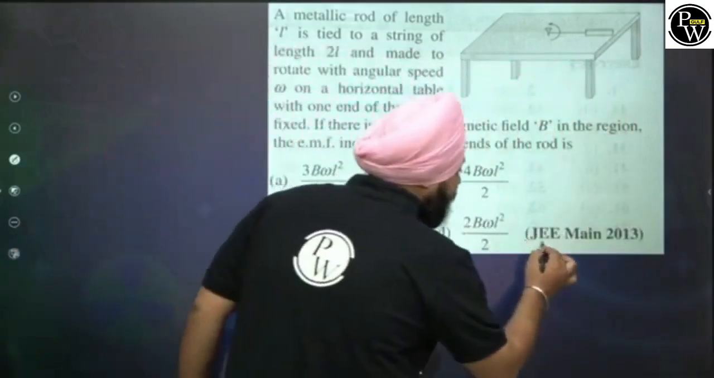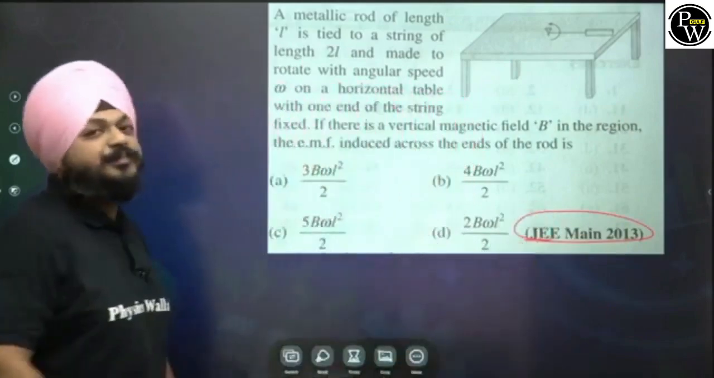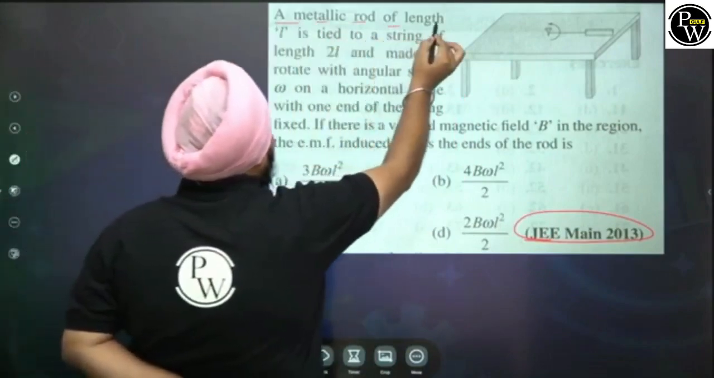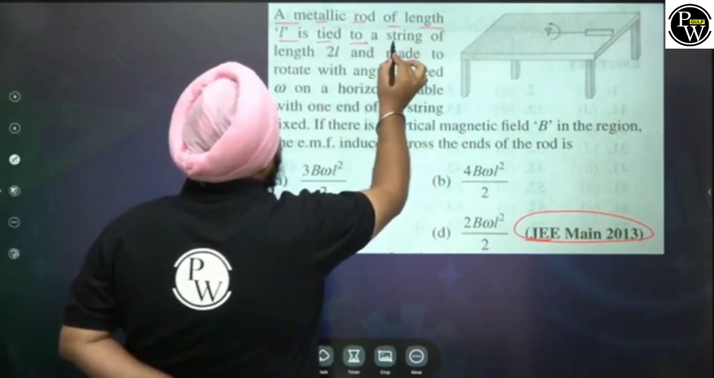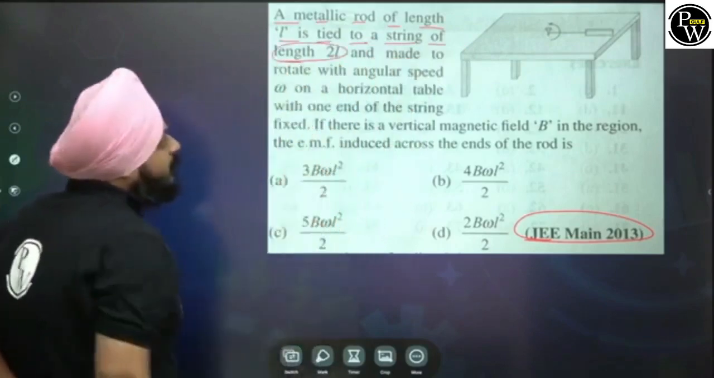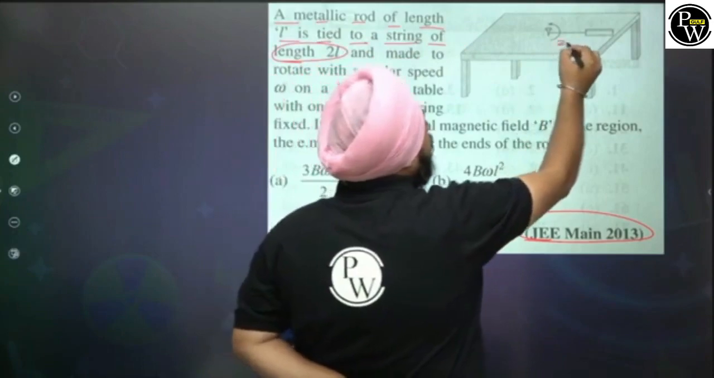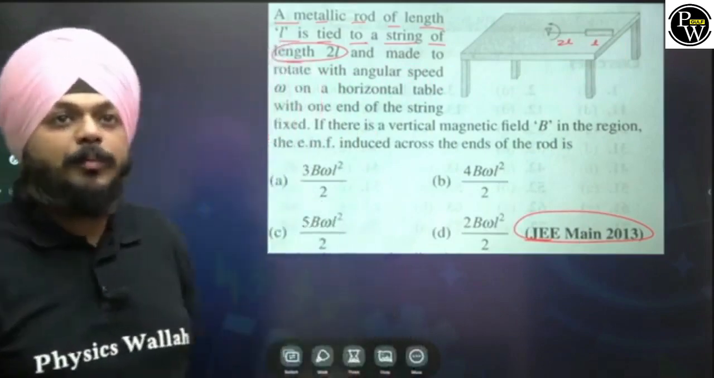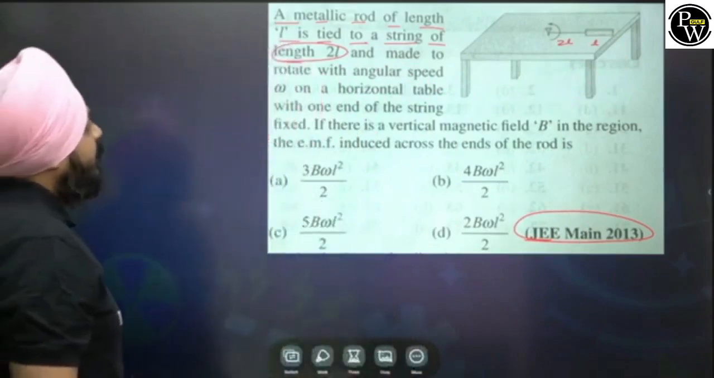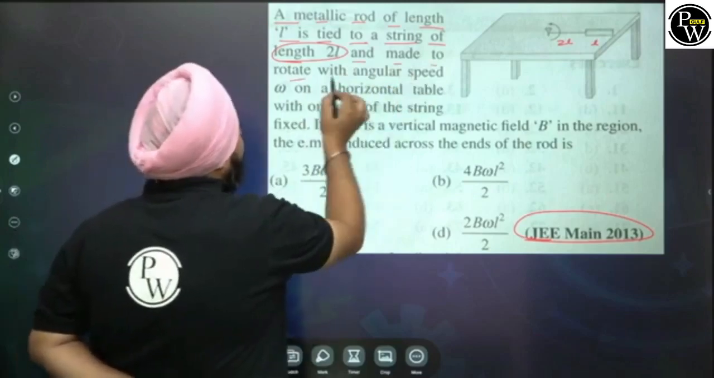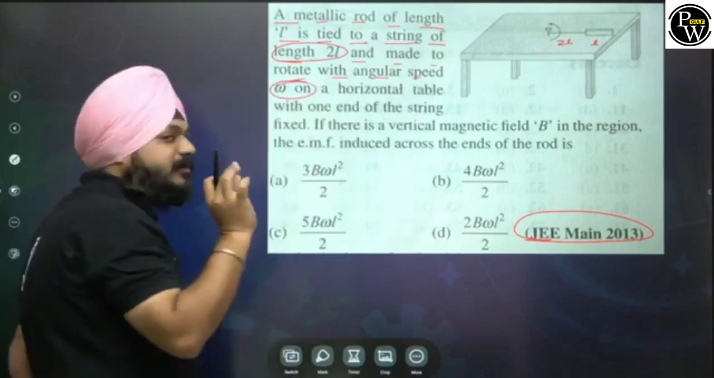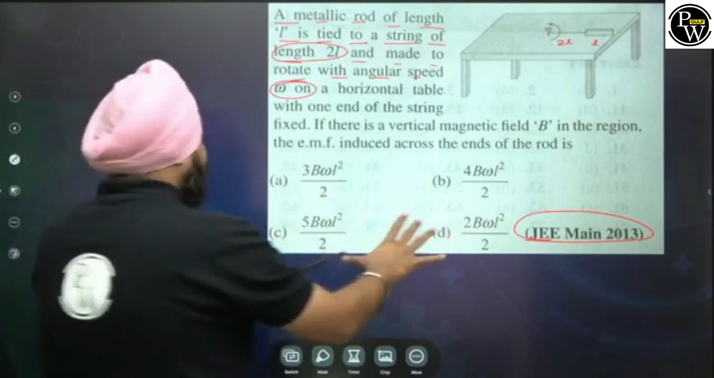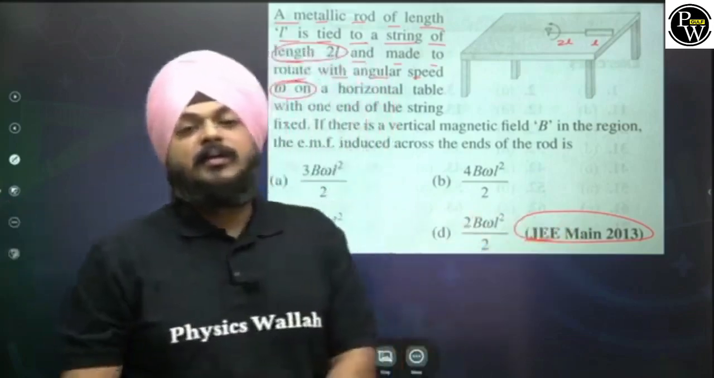Asked in JEE Main 2013. A metallic rod of length L is tied to a string of length 2L. There is one string of length 2L and a metallic rod of length L, both tied together with respect to a point. Both are rotating with an angular velocity omega around a point.